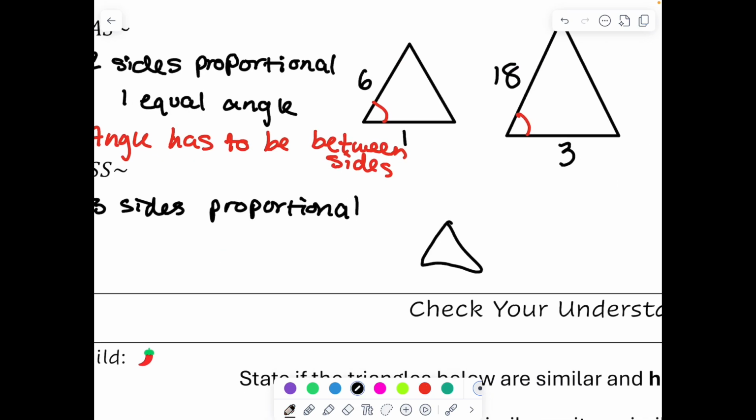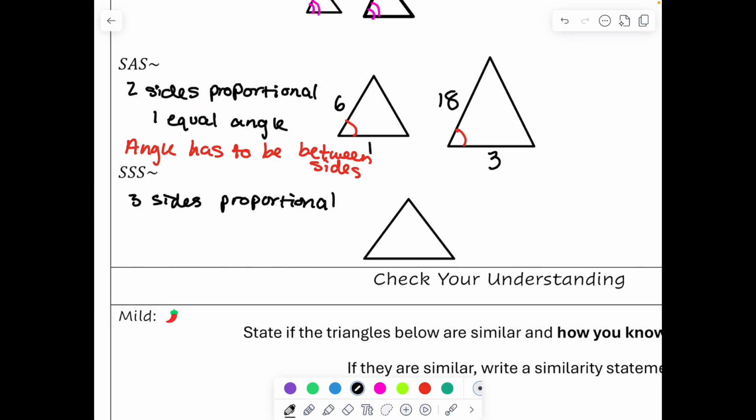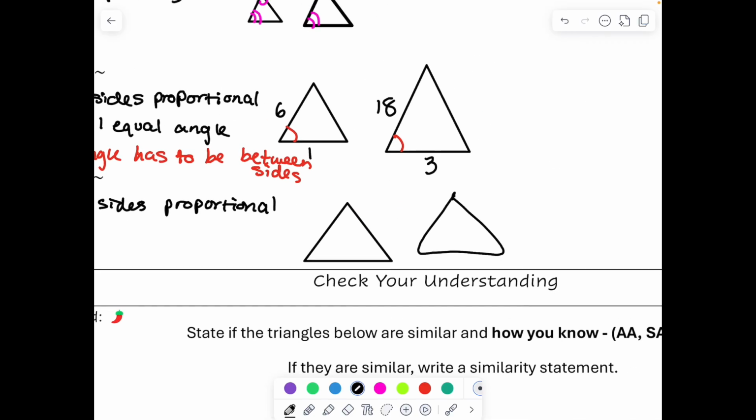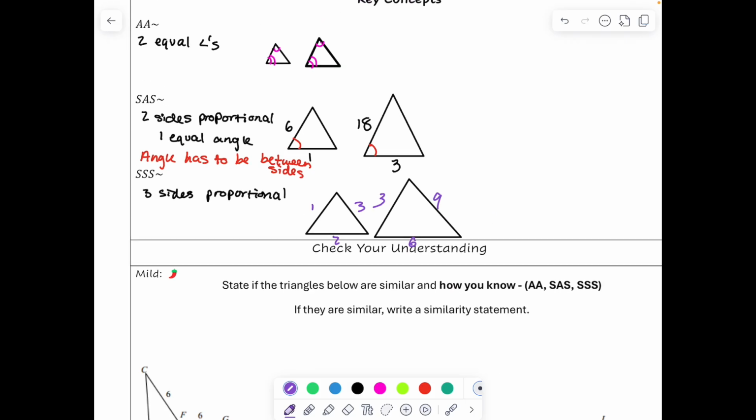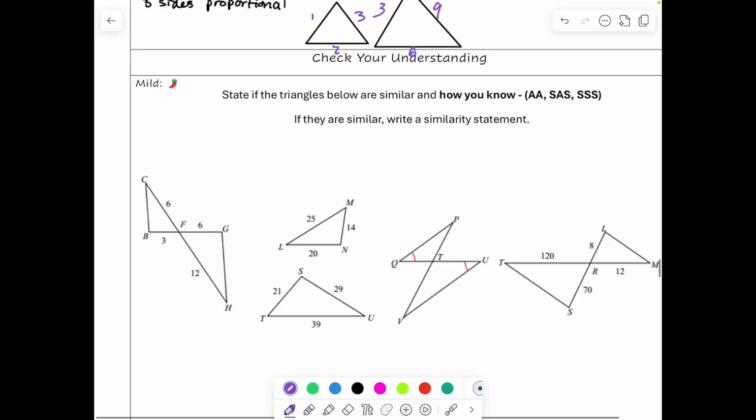Okay, and then finally, 3 sides being proportional. Let's say 1, 2, 3, and then 3, 6, 9. Okay, 3 sides proportional. Just an example. All right.